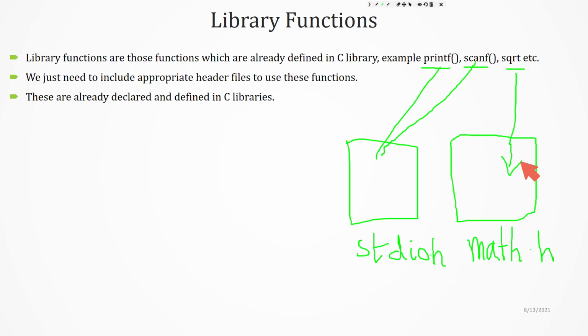Is it clear? Any clarifications needed in the introduction to library functions? If it is clear, please type clear in the chat box.